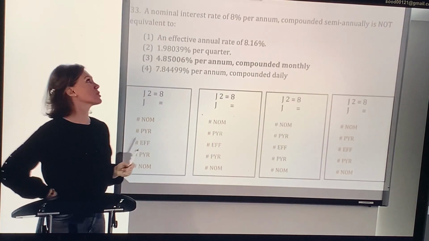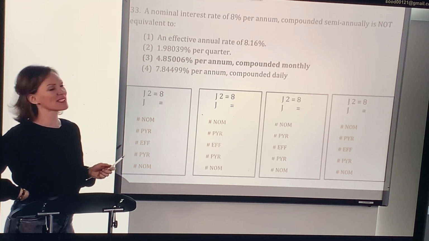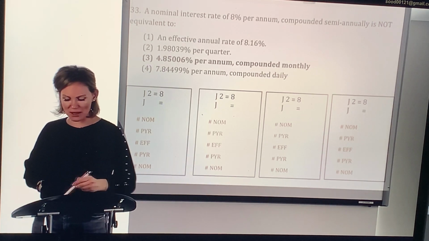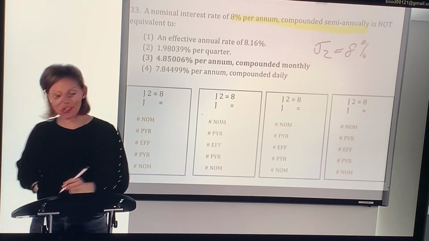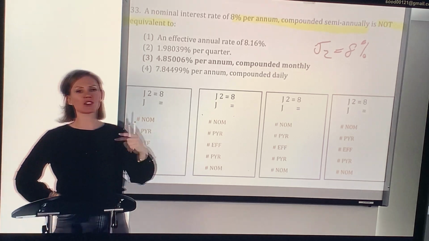Okay? So last two questions, you guys. Come on, we can do this. So question 33, the nominal rate of 8% per annum compounded semi-annually is not equivalent to. First of all, you have to see what we have, and we have 8% compounded semi-annually. So that is your J2 equals 8%. And what they're looking for, they say which one is not equivalent to. That means which conversion does not match.